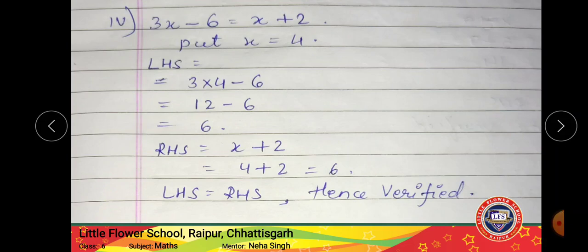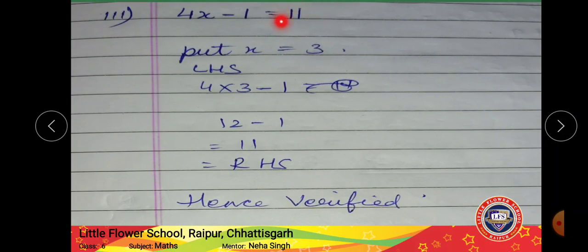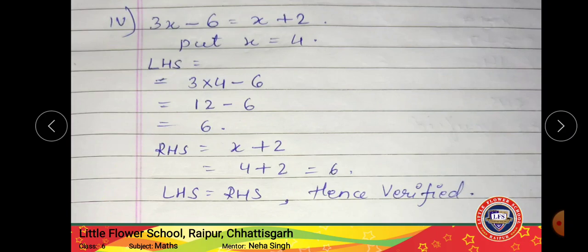See here, since the RHS also contains variables, till now there were no variables in the RHS, it was directly a numerical value, so we were getting the RHS directly. But now we can see in this question the RHS also has a variable, so we will put the value in the RHS also now, right? So 3x minus 6 equals x plus 2, right? So putting x as 4, first we'll solve the LHS, right?